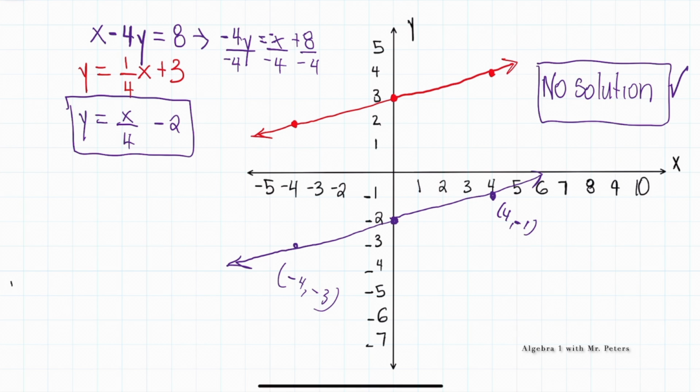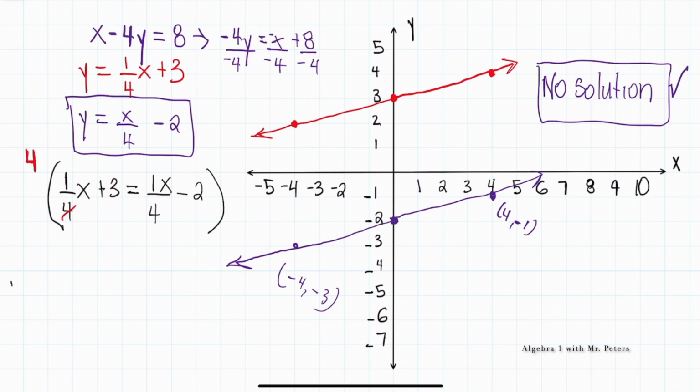And if you want to check this algebraically, we could use a substitution method again and set these equations equal to each other. So we have 1/4 x plus 3 is equal to 1/4 x minus 2. I'm going to do the same process and multiply by 4 to get rid of our fractions. If we don't need to work with it, let's just cancel it. So that 4 cancels out.